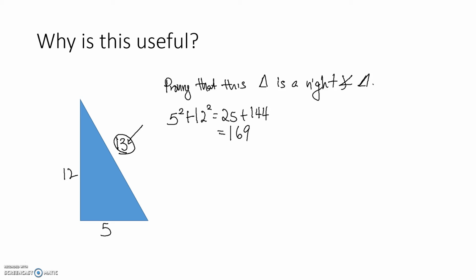Now, remember that our formula is a squared plus b squared equals c squared. If you want to identify whether this triangle is a right angle triangle, we need to see whether the sum of squares of the two shorter sides equals the square of the longest side. The square root of 169 is indeed 13. So the Pythagoras theorem holds because 5 squared plus 12 squared equals 13 squared.